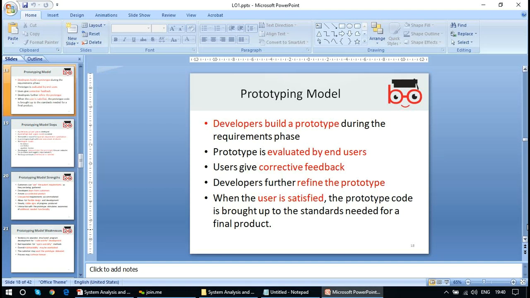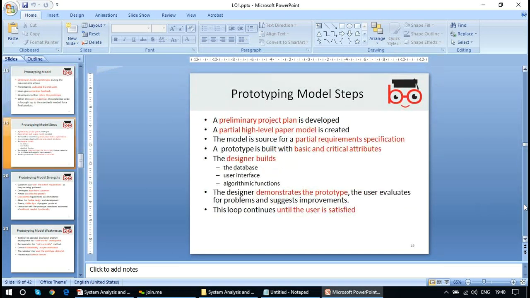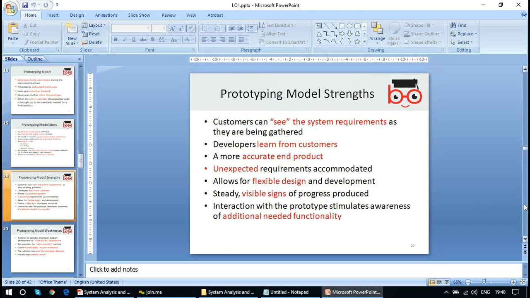Initially, in order to attract the customer, they come up with a prototype. Depending on the market, this was a model used to grab the market and get quick feedback. Then they refine the prototype, and based on user satisfaction they go ahead. There are certain advantages: customers could see through the system requirements very quickly, developers learn from customers, a more accurate end product was given, unexpected requirements could be accommodated, and a flexible design, with a project handed over before the time.